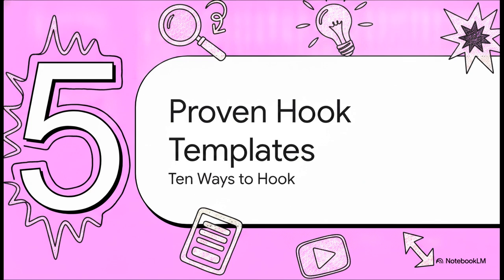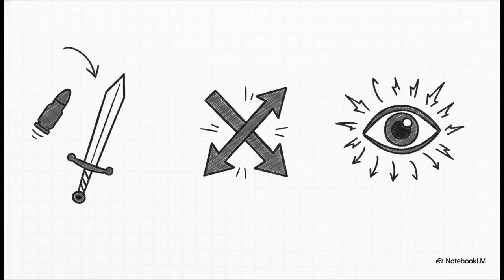Section 5. 10 proven hook templates. Let's run through these because these frameworks work across literally any niche. First up, the visual and auditory disruptors. Number 1 is the climax hook, very Mr. Beast style. You show the absolute craziest moment of the video immediately, like a car about to crash into a wall, but you cut right before the impact. They have to watch till the end to see what happens.